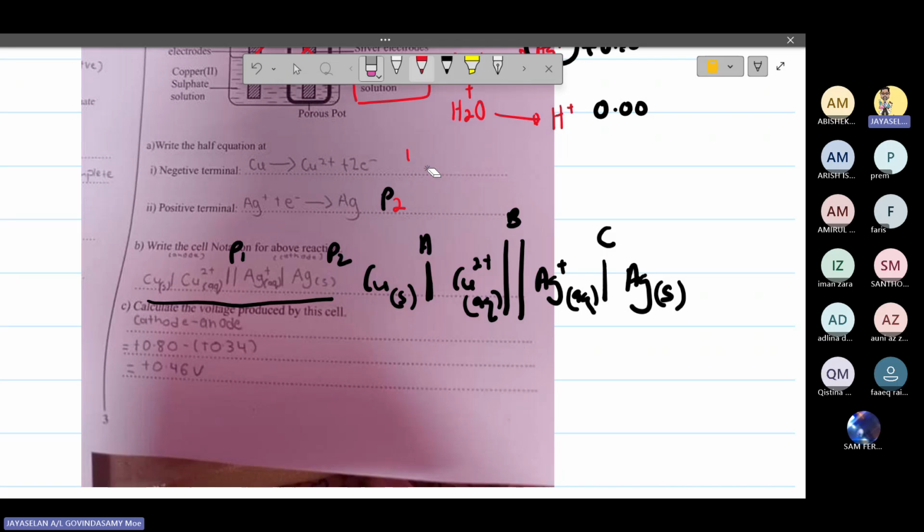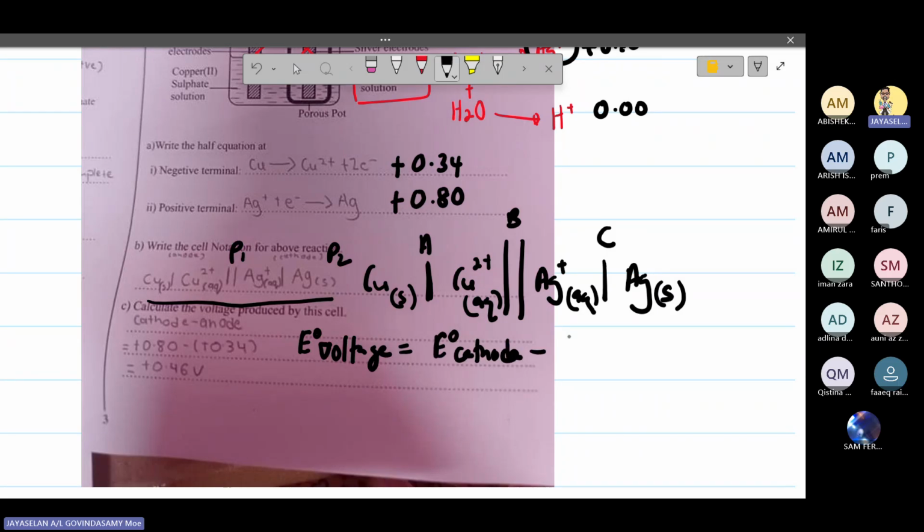So this boy, okay, this student, he do what? He take the E naught value at anode and E naught value at cathode. E naught value at anode positive 0.34. E naught value at cathode positive, okay, positive 0.80. Okay, 80 lah kan. So dia punya ini adalah E naught value ataupun E voltage. You boleh tulis E voltage. Okay, E naught value of cathode, okay, minus E naught value of anode.